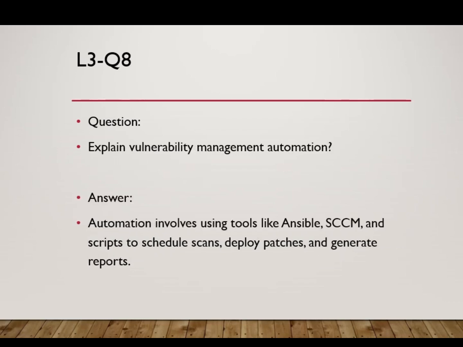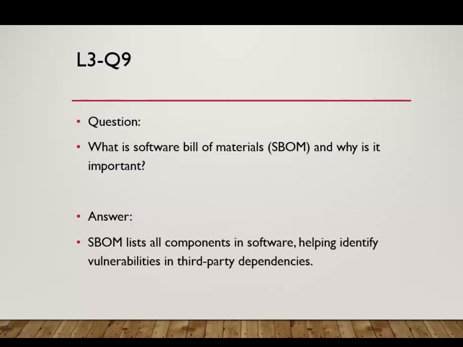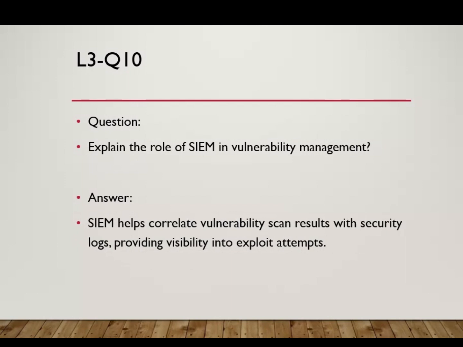Explain vulnerability management automation. Automation involves using tools like Ansible, SIEM, and scripts to schedule scans, deploy patches, and generate reports. What is a software bill of materials, SBOM, and why is it important? An SBOM lists all components in software, helping identify vulnerabilities in third-party dependencies. Explain the role of SIEM in vulnerability management. SIEM helps correlate vulnerability scan results with security logs, providing visibility into exploit attempts. SIEM stands for Security Information and Event Management.